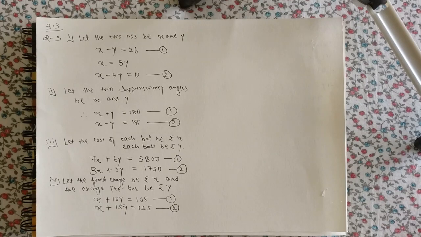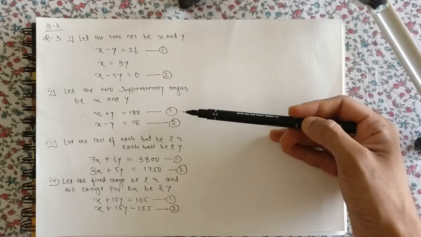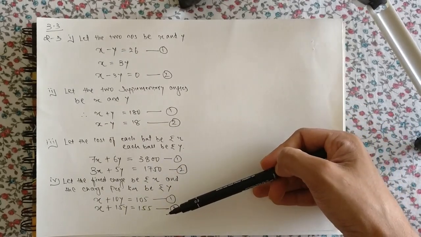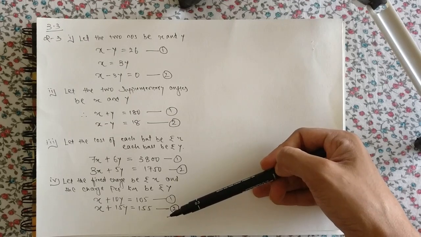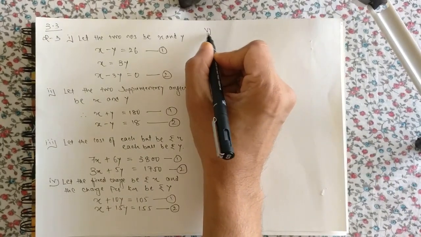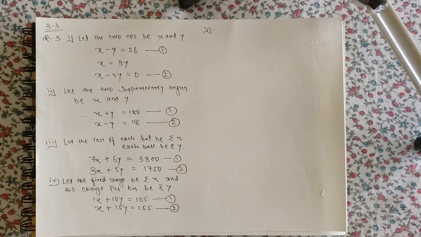After finding x and y, you will answer this one extra question which they have asked. Right? This is a question about numbers, about angles, about cost, about again about cost, taxi fare. Let's take one question, that is the next question, about fractions. These are all the types of word problems which we are going to encounter in this chapter.